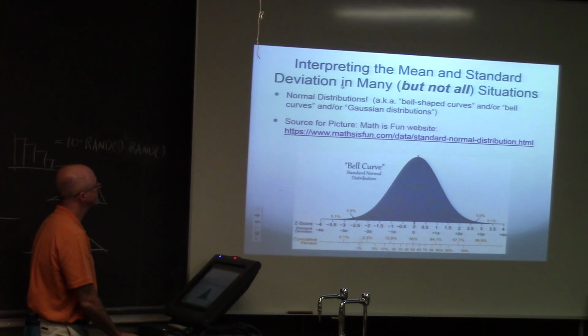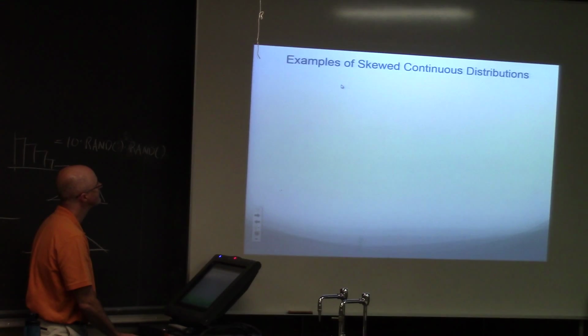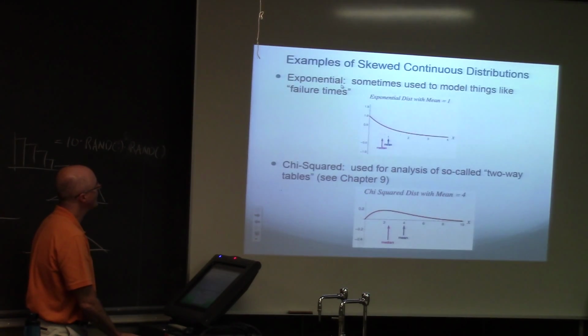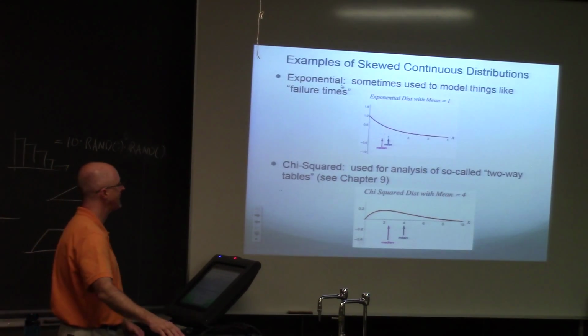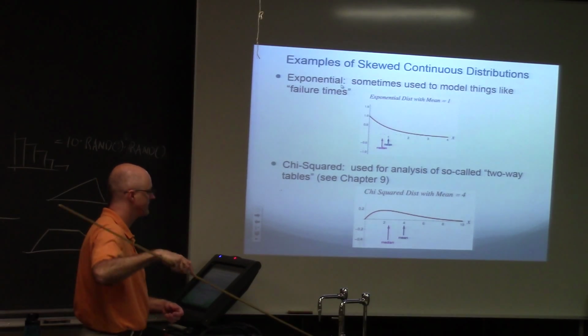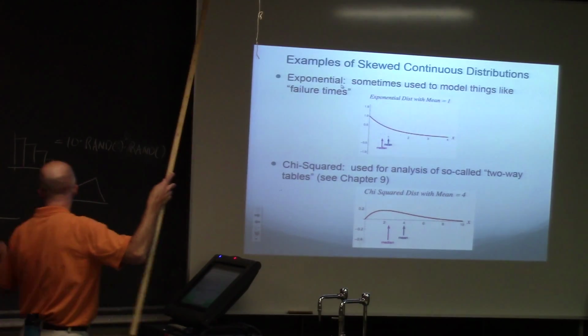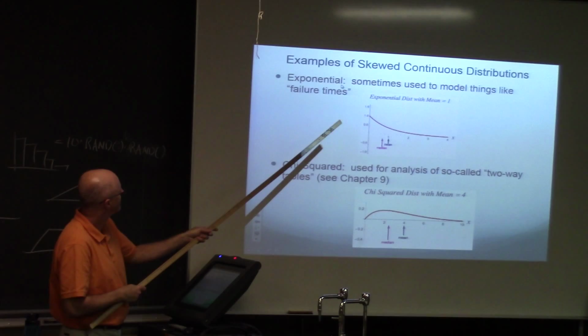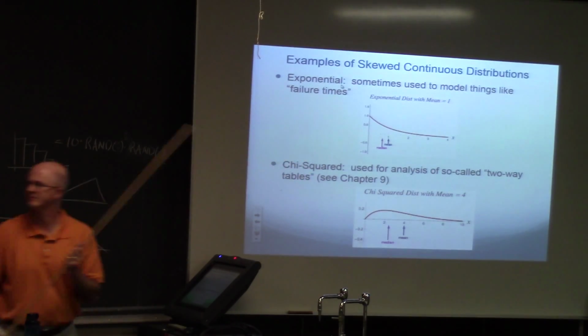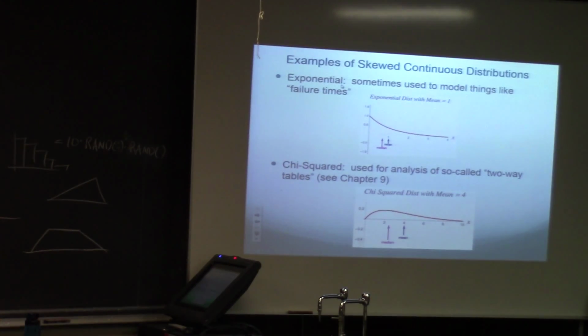I think I'm going to skip over this slide for today, and we'll get on to doing the problem here in a minute. I do want to emphasize that, once again, you can have skewed distributions, skewed continuous distributions, like the one I drew on the board, or like these two. This one's called an exponential distribution.